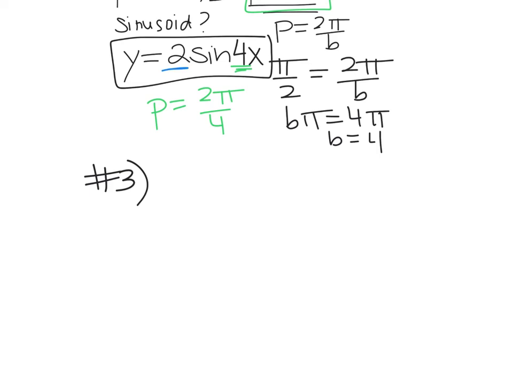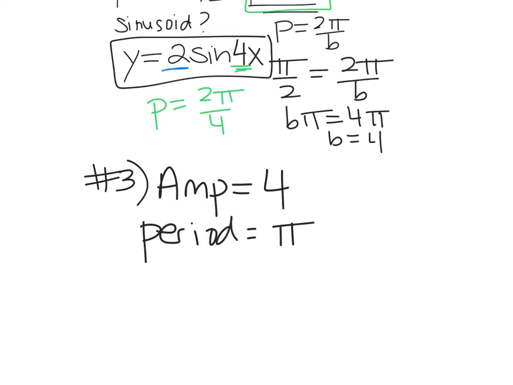Let's do a harder one. This is the last one of the day. Okay, and then I'll let you guys work on your stuff. The amplitude is 4. The period is pi. But this time, it's going to go through the point 0, 4.